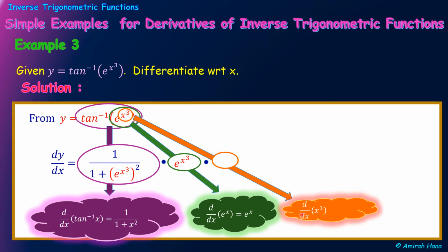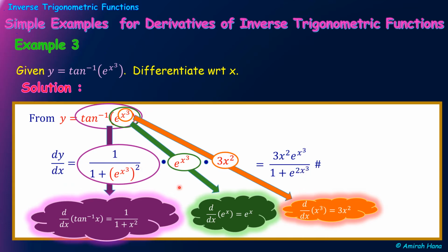Derivative of x cubed, we can use power rule. So we move 3 to the front here, so we get 3x, and then we reduce 1 from the power, so we get 3x squared. Then we can put here. After that, we can simplify. So we have 3x squared, and then e to the power of x cubed over 1 over e. We simplify this, so we get e to the power of 2x cubed.